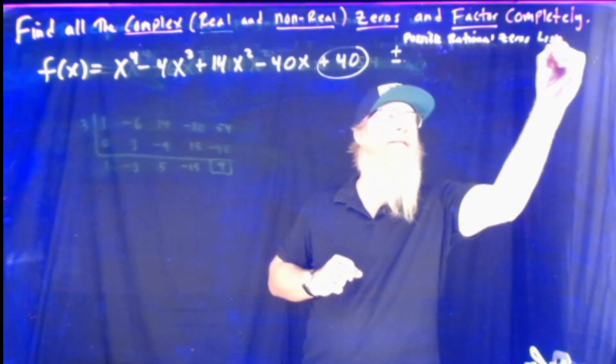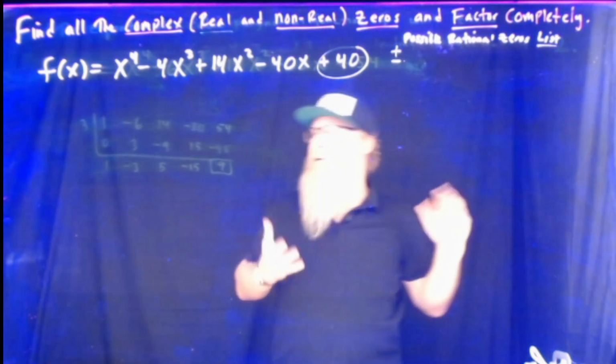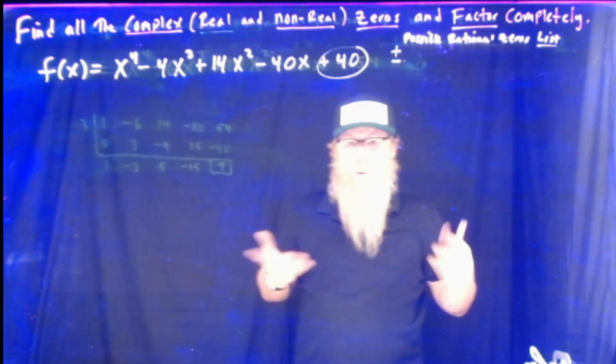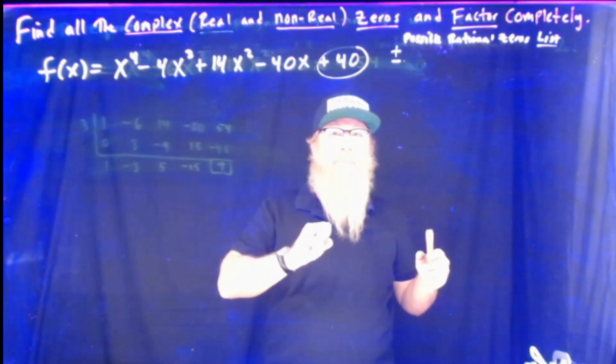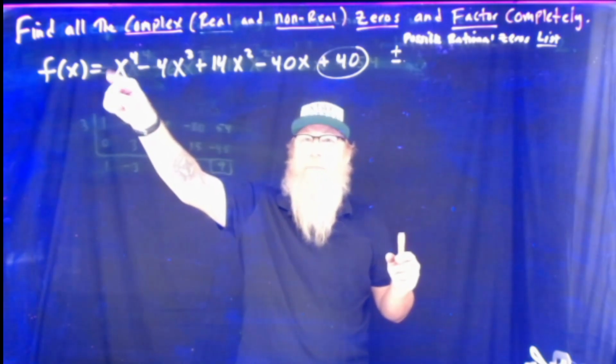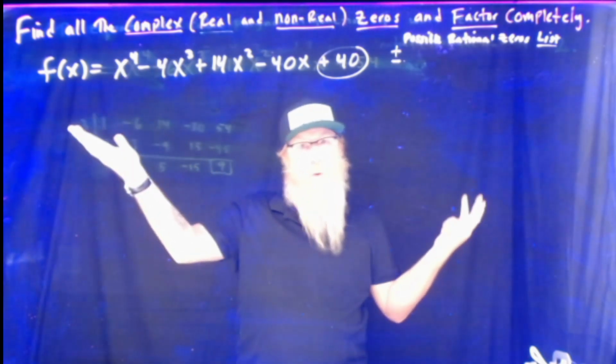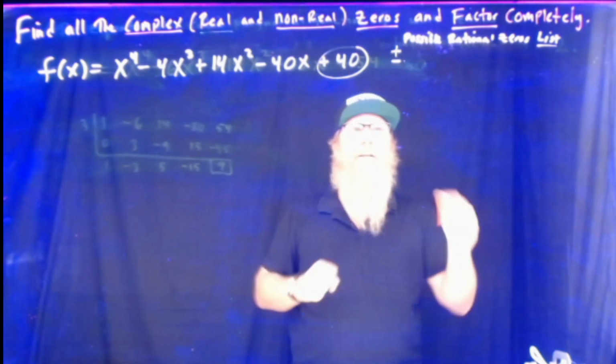This is just a list. It doesn't mean that they're necessarily going to work, but it gives us a starting point to start trying. So we're looking for factors of 40, and then normally you would divide by the leading coefficient, but since it's 1, we can skip that and just look at the factors of 40.